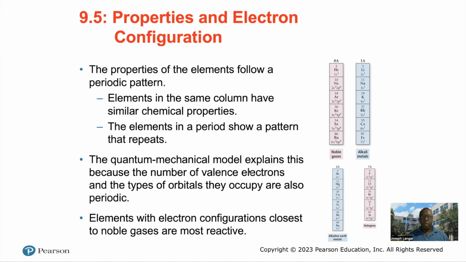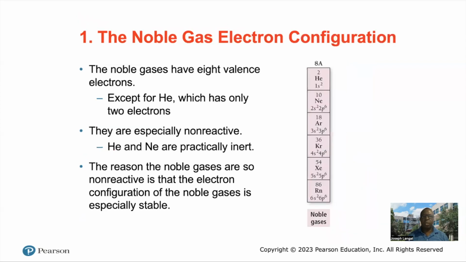The quantum mechanical model explains this because of the number of valence electrons, which are electrons in the outermost shell, and the type of orbitals they occupy on the periodic table. Elements with an electron configuration closer to the noble gases are the most reactive. Remember, noble gases are group 8. Group 1 is the most reactive, because when they lose the outermost shell electron, which is the valence shell electron, they remain with 8 electrons in their valence shell.